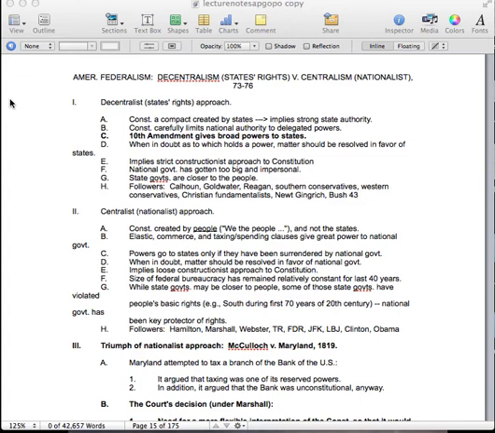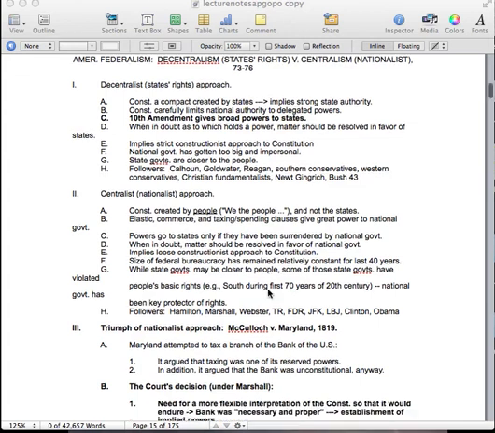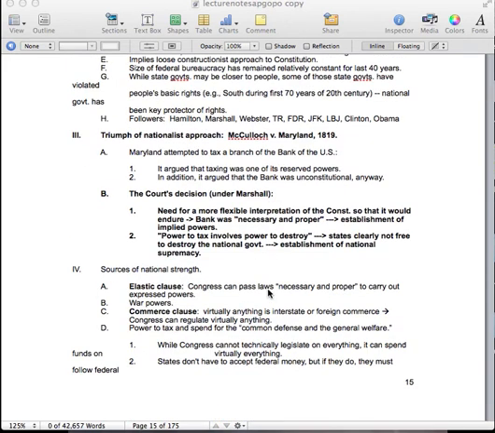Now let's take a look at this court case right here. Very important. The reason why it's going to be very important is because McCulloch versus Maryland is going to set precedent for two things, two principles within the Constitution it's going to give us.